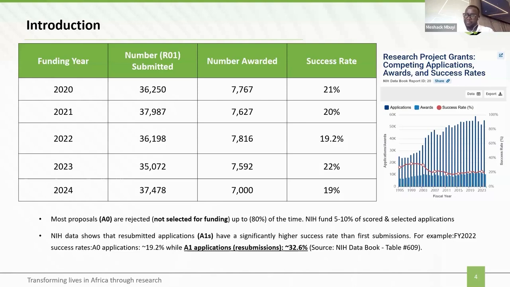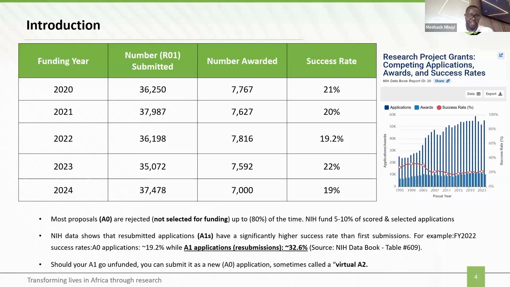NIH data shows that resubmitted applications are called A1s. When you resubmit, it is designated A1. They have a significantly higher success rate than first submissions. For example, in 2022, while A0 applications were 19.2%, A1 resubmissions were actually 32.6%. So this tells you that it is really important to be able to resubmit your application if it gets rejected.